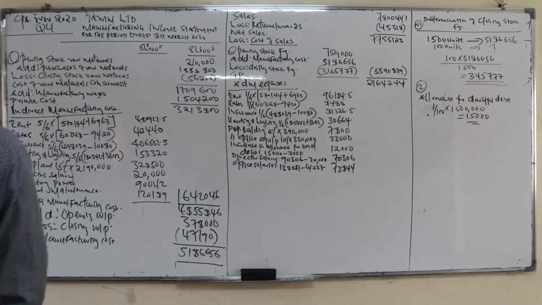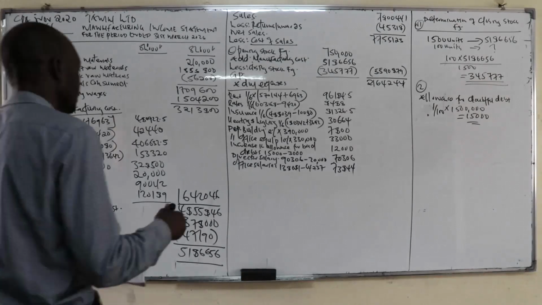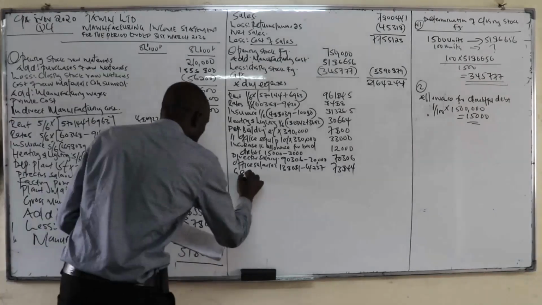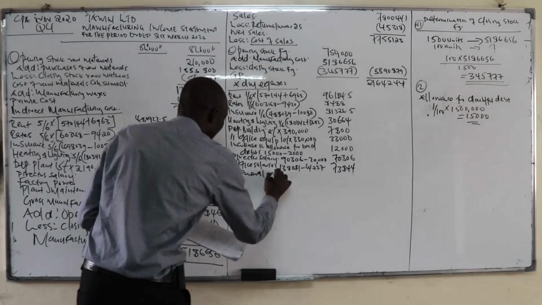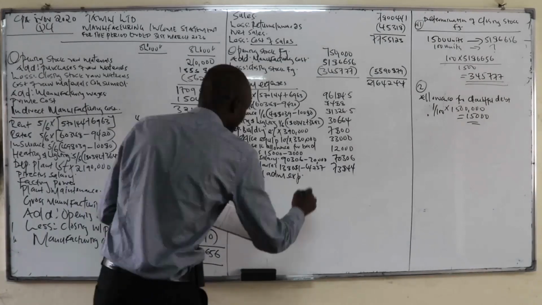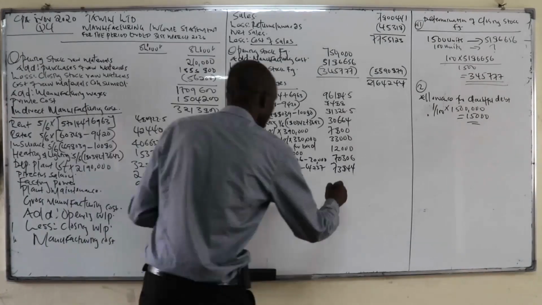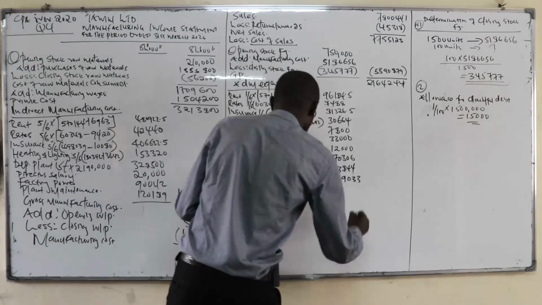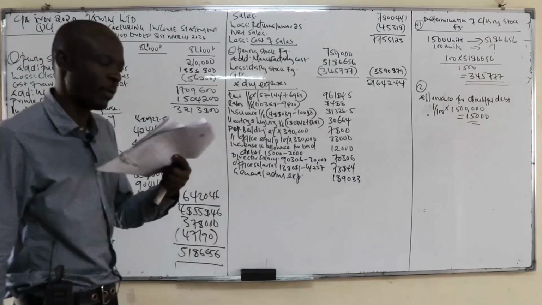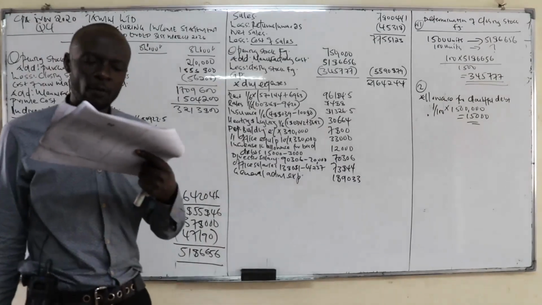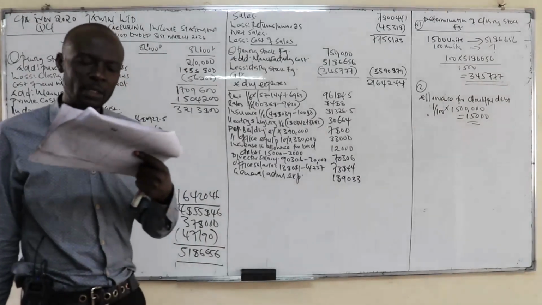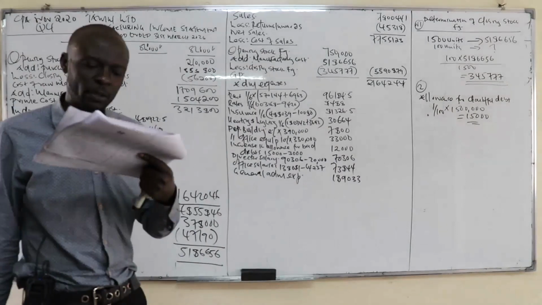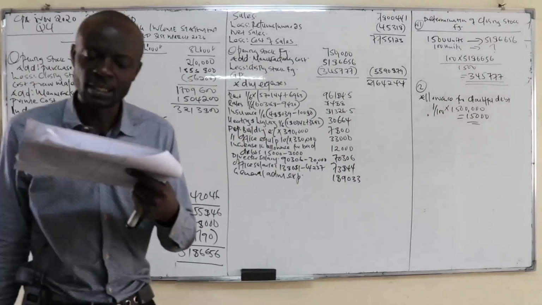Like for instance, we have general administrative expenses. General admin expenses. How much is it? 189,033. And then we have insurance rates. Advertising expenses fall under distribution.